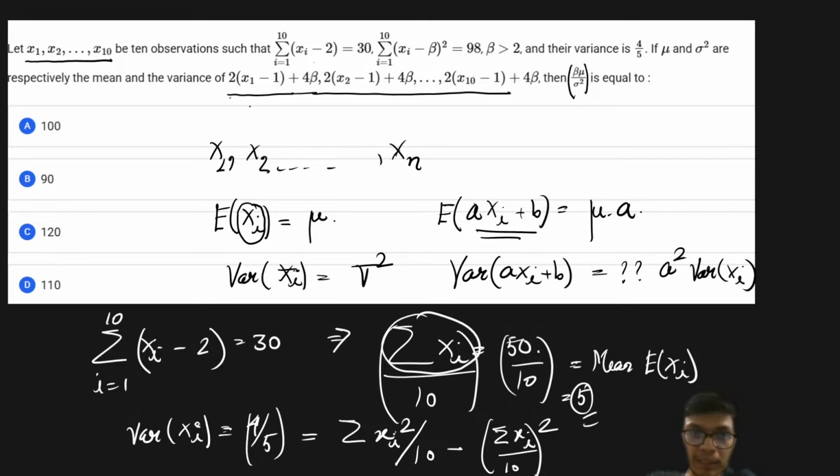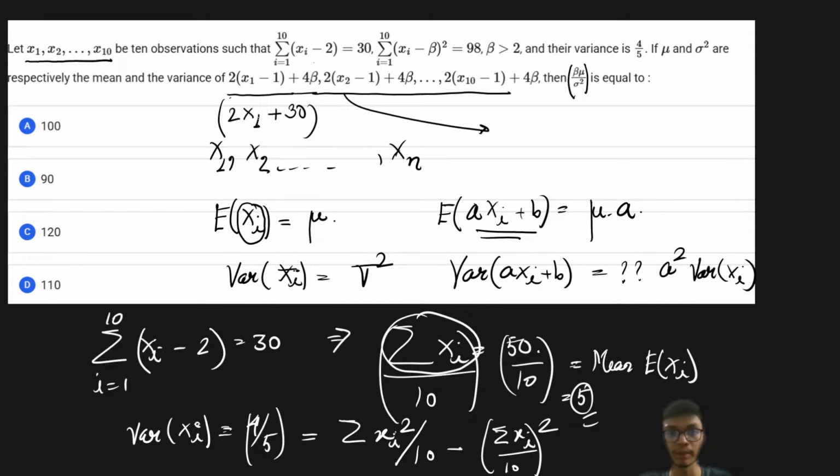So therefore the mean of this new quantity is 2 times x1 minus 1 plus 4 times beta. The constant part we do not care about, so the new observation is basically 2 times x1 plus 30, right? Because the value of beta is 8, this is what we have.